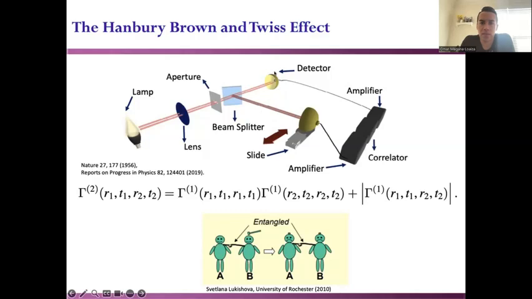First they kept one detector fixed and they scanned the other detector. And what they found is that they were able to see interference, but it was a different kind of interference. It was a non-local interference.